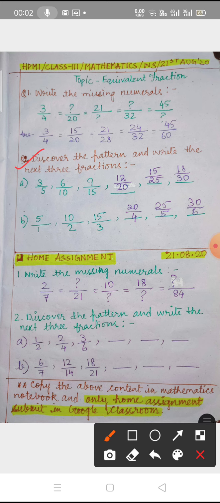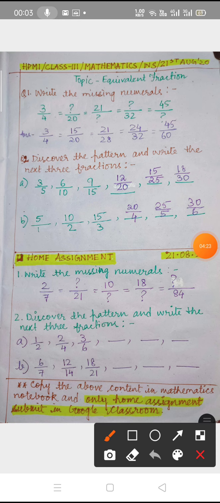Now come to the second sum. Discover the pattern and write the next three fractions. Here you can see the first three fractions are given and then blanks follow. We have to find the fractions for these blanks by following a particular pattern. So first we have to find out the pattern the fractions are following. That pattern needs to be identified. So start.